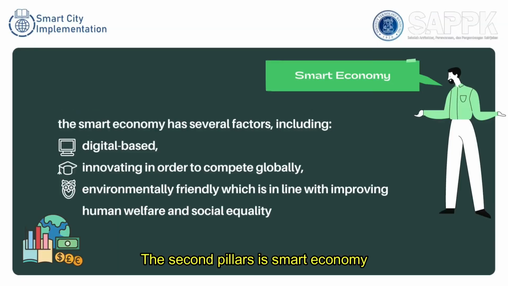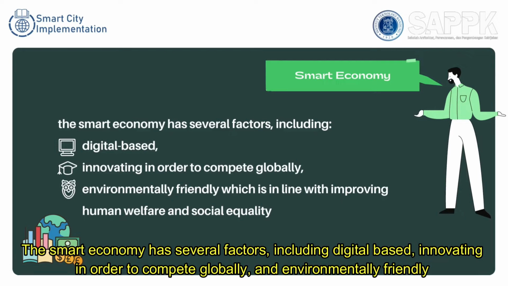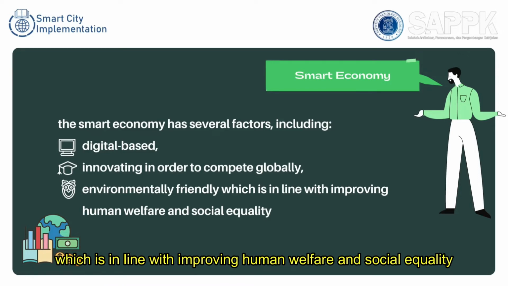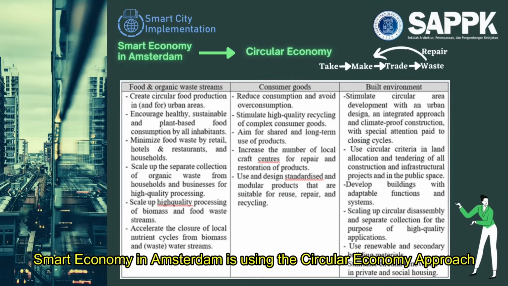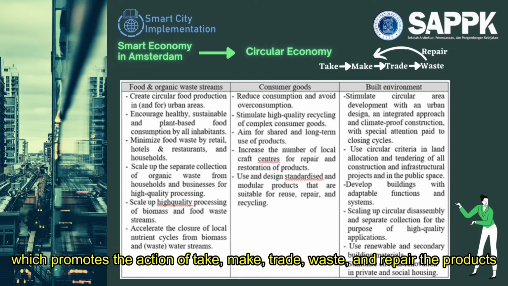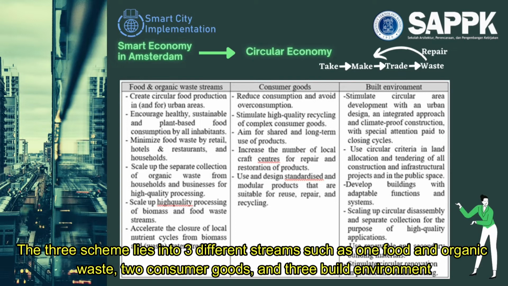The second pillar is smart economy. The smart economy has several factors including being digital-based, innovating in order to compete globally, and being environmentally friendly, which is in line with improving human welfare and social equality. Smart economy in Amsterdam uses the circular economy approach, which promotes the actions of take, make, trade, waste, and repair of products. The three schemes lie in 3 different streams: 1. Food and organic waste, 2. Consumer goods, and 3. Built environment.